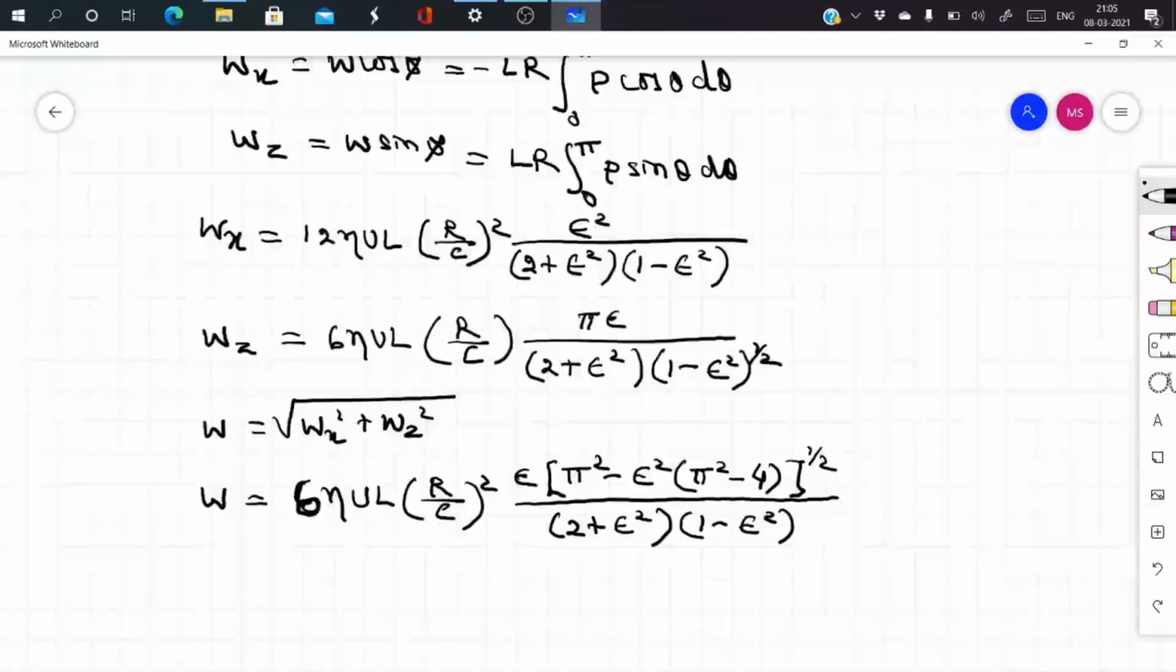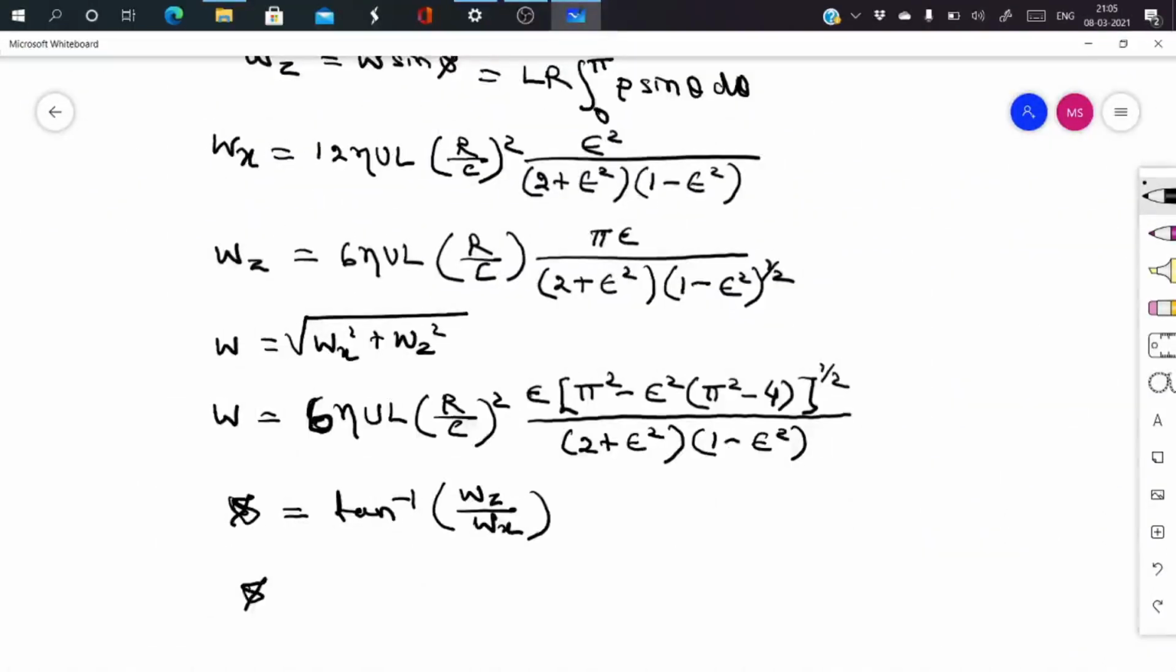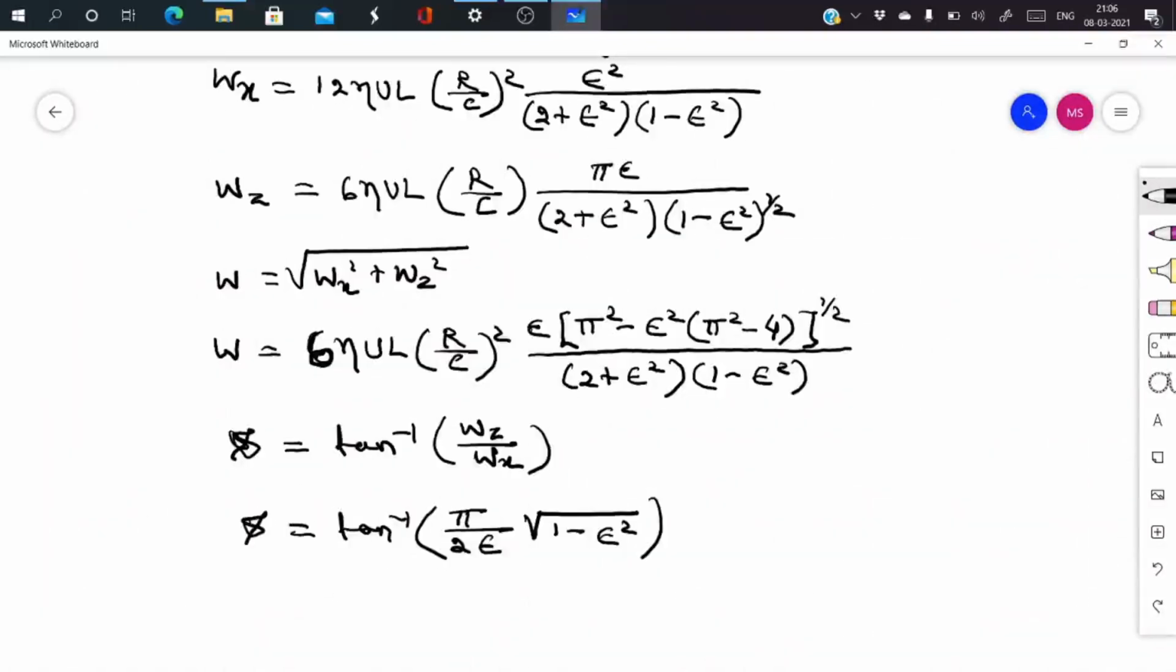and now if you find the attitude angle phi, which is also not known, it will be tan inverse of Wz by Wx. Okay, so phi will become tan inverse of pi by 2 epsilon, root over 1 minus epsilon square. Now this is all about half Sommerfeld boundary condition.